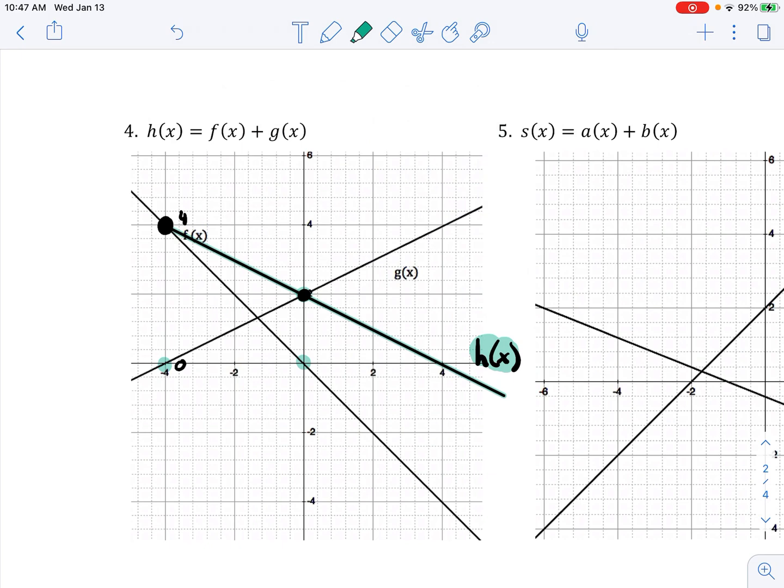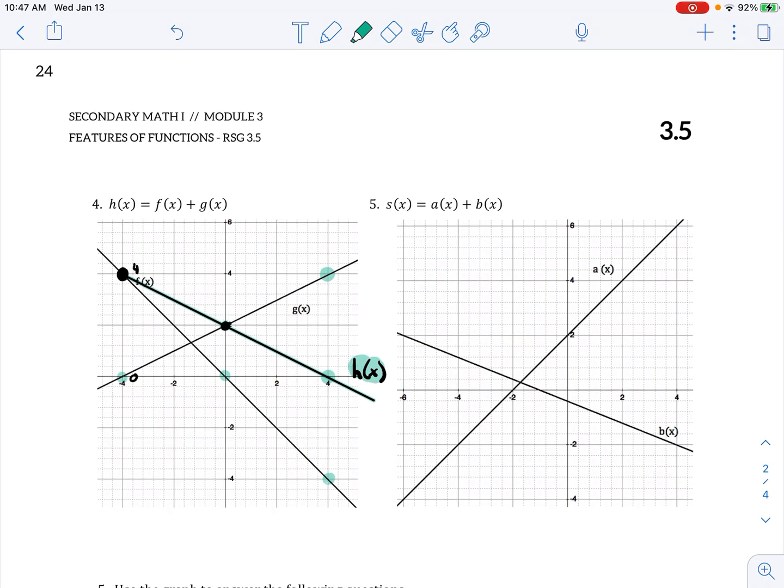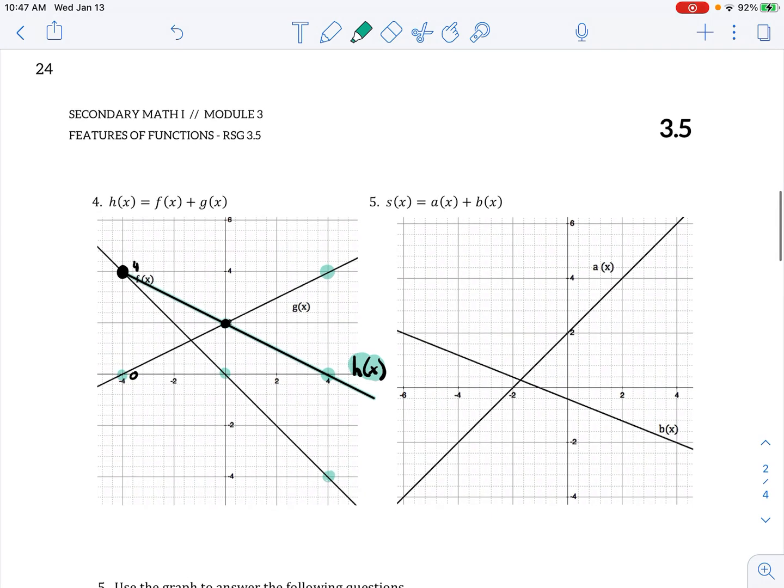Okay. So for example, this point would be 4 plus negative 4, which is 0. So you're adding your outputs for the same input to find the new point.